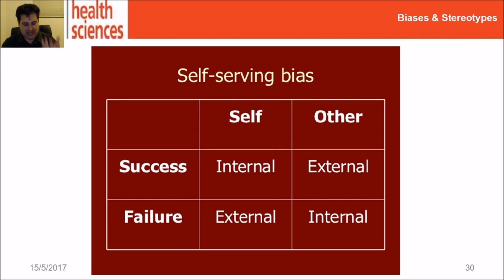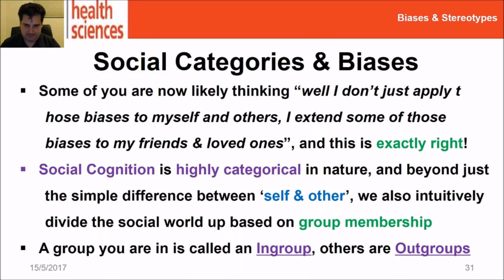Generally speaking, when we have self-serving bias applied to our attributions and it comes out as the actor-observer bias, for the self, success is internal and failure is external. For other people, success is external, oh, they got lucky, and failure is internal. They deserve what they get.